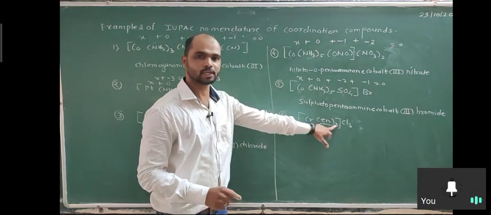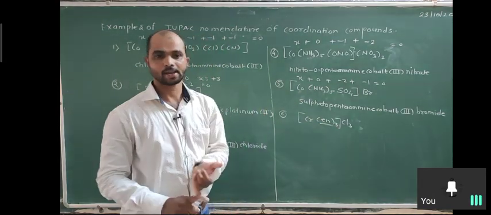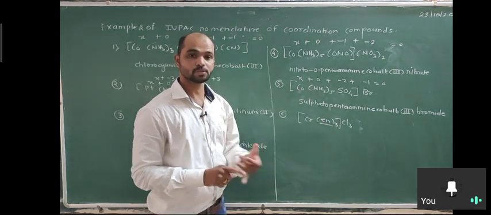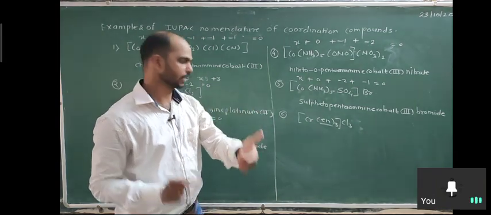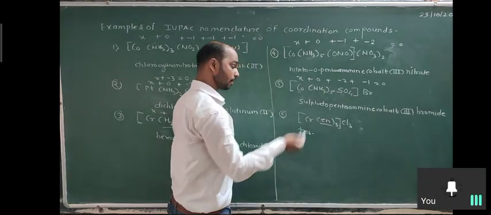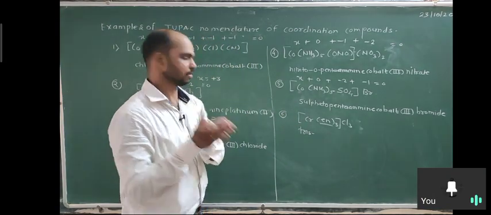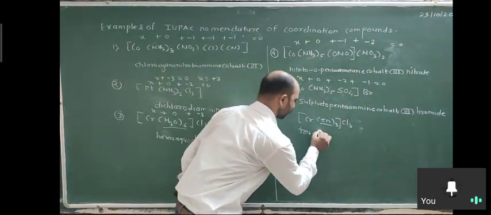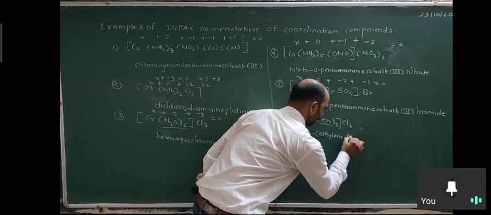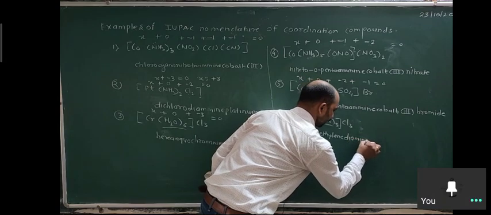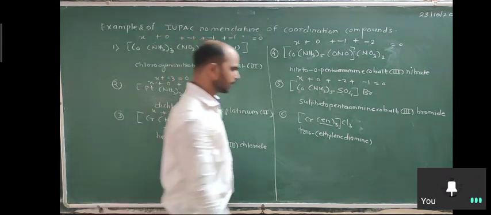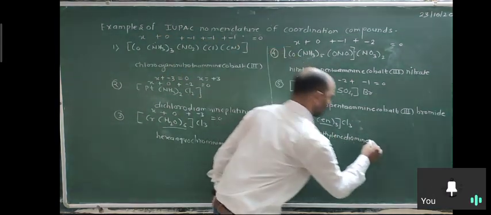So here for 3, generally 3 is tri, but for special or different kinds of ligands we use 3 as tris. Okay, so here tris, and write the name of the ligand in a bracket. So what is the name? Ethylene diamine. So here use single M, and for NH3 use double M. Ethylene diamine, then write complex is cationic, then chromium.